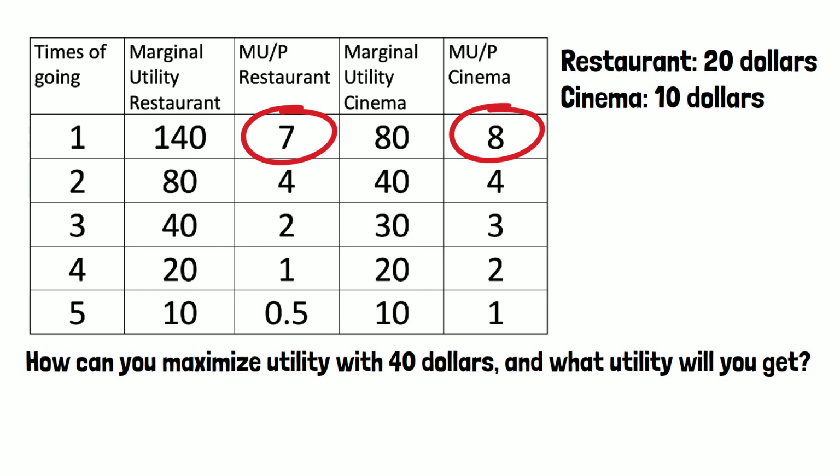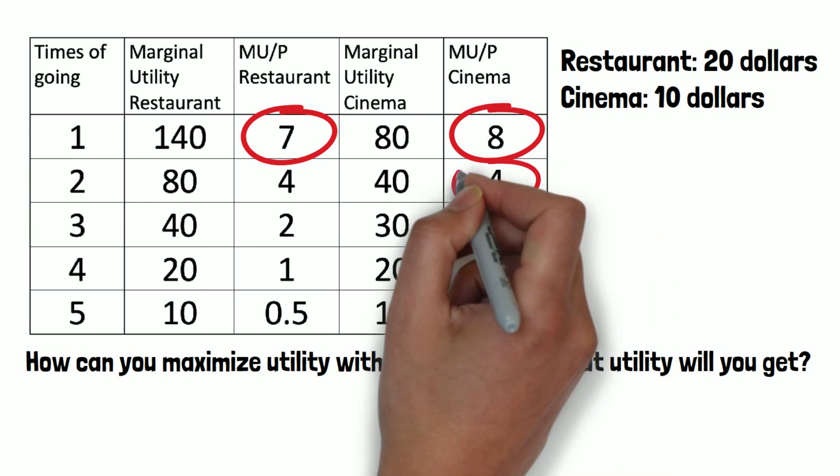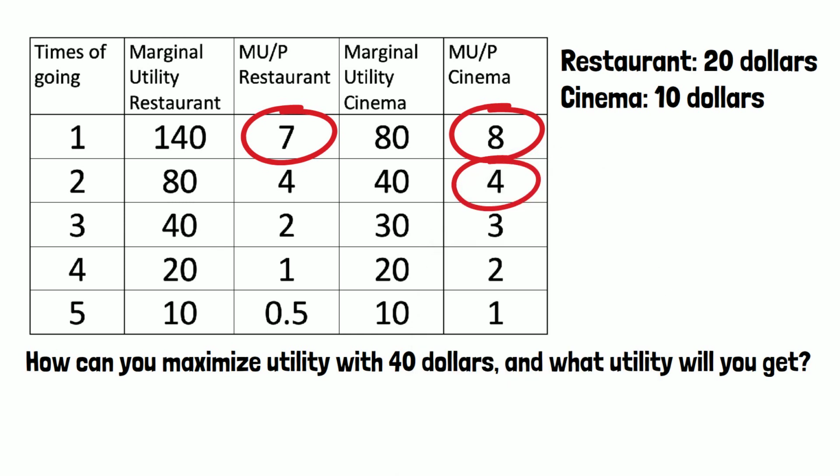But what would you do next? Both the restaurant and the cinema have a utility per dollar of 4 now. Think about it for a second. Very good. You would go to the cinema because you don't have enough money remaining to go to the restaurant. In total you go to the cinema twice and to the restaurant once.